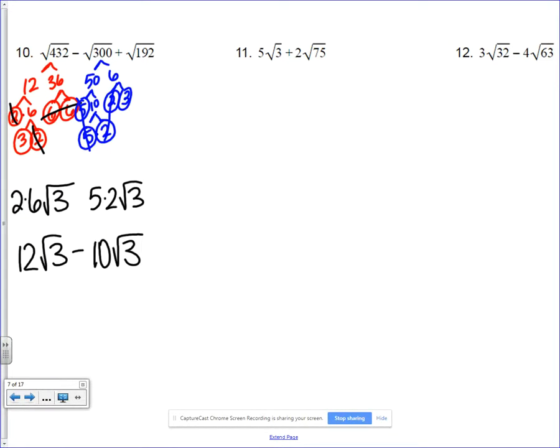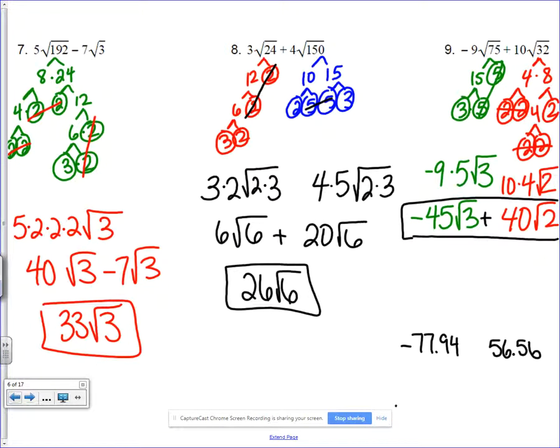Okay. Last portion of this one. 24 times 8? Wait a second. Didn't we already do 192? Didn't we? Right here. So don't do it again. But remember here, this 5 came from out front. Does that make sense, everybody? So 2 times 2 times 2 is 8 radical 3.